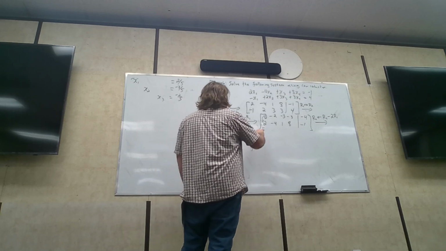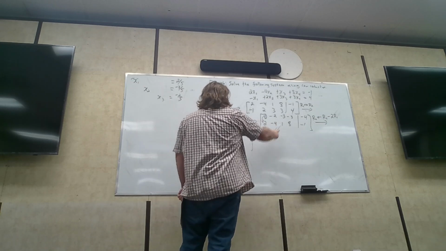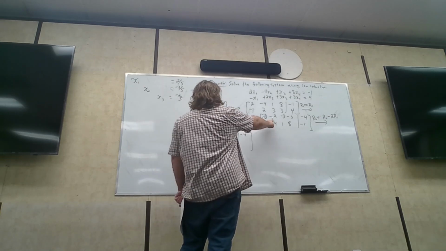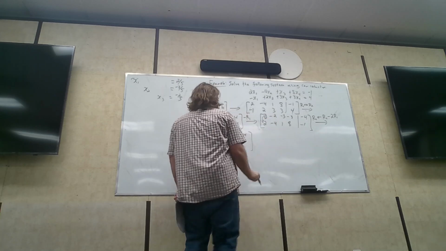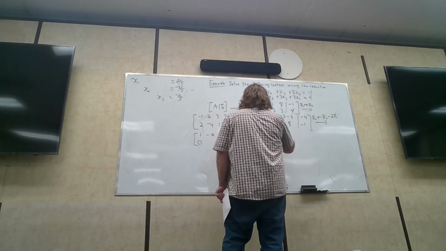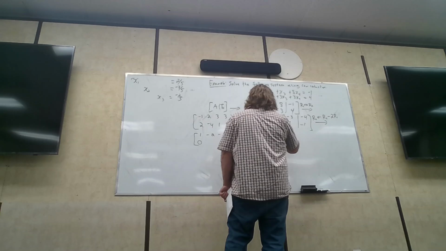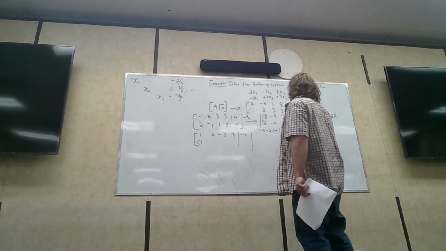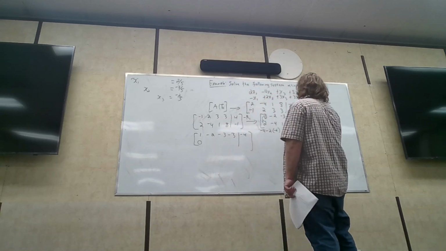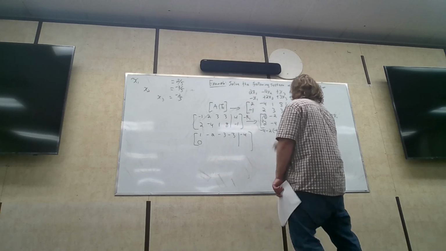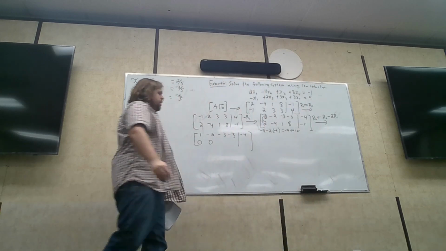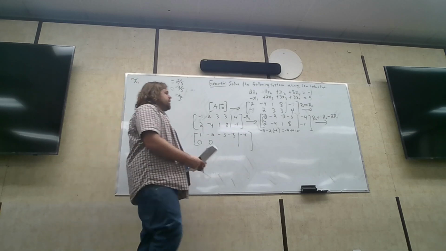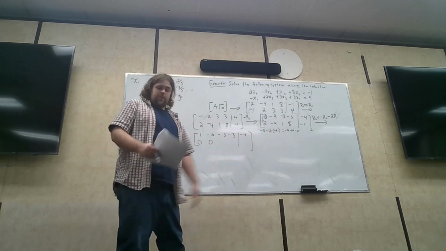Okay, so now we just need to deal with all the other entries. So minus 4 minus 2 times minus 2. So this is minus 4 plus 4 equals 0. We put a 0 there. Again, I'm just doing this to say, hey, go ahead and do that if you need to. It's fine.